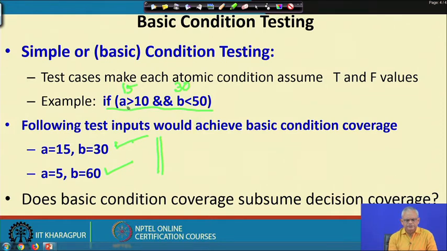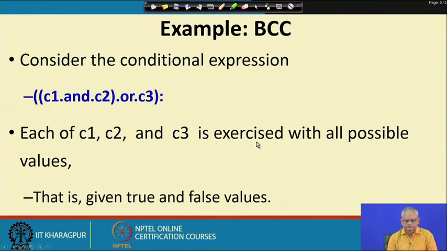In one test case, we can assign true to all, and in another test case we can assign false to all. So, two test cases should be good enough to achieve basic condition testing. But how does this testing compare with the branch coverage and the statement coverage testing? Let us try to examine that. Okay, before we check how effective it is, there is one more example.